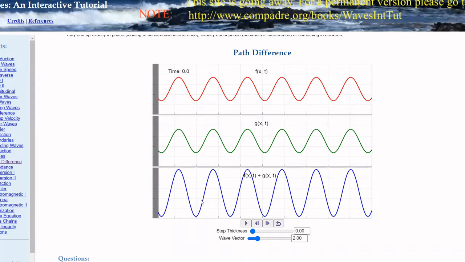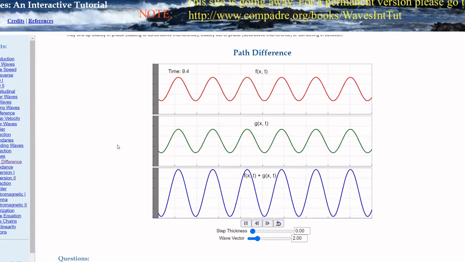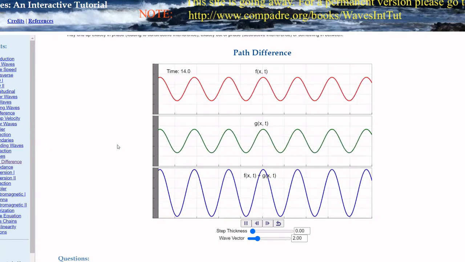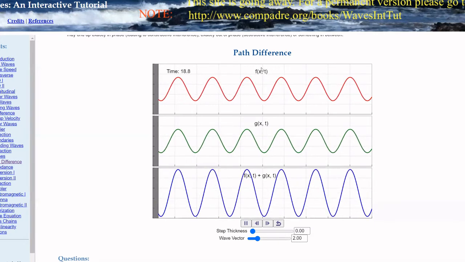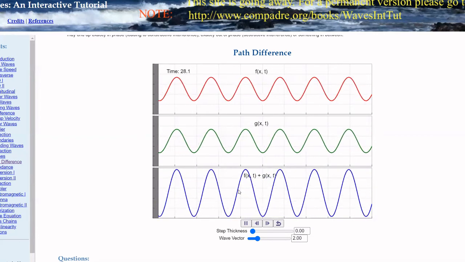And the first thing to note before I hit play is the height of the blue curve appears to be double the height of the green and the red curves. And that is not a coincidence. That's because they are in phase. See how the peaks of the green curve line up with the peaks of the red curve? As they travel together, occupying the same space, all you have to do is take the algebraic sum of f of x,t and g of x,t, as they're calling it, to get the total wave.